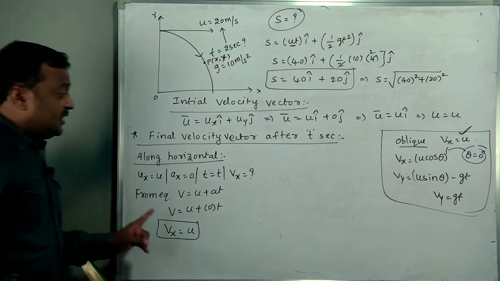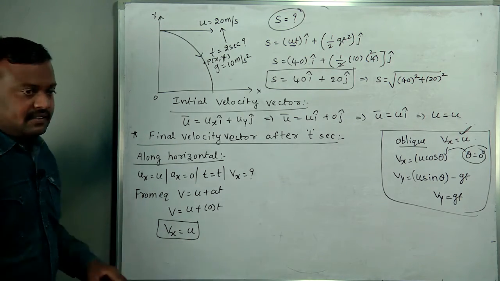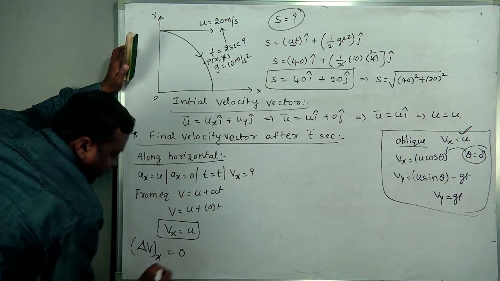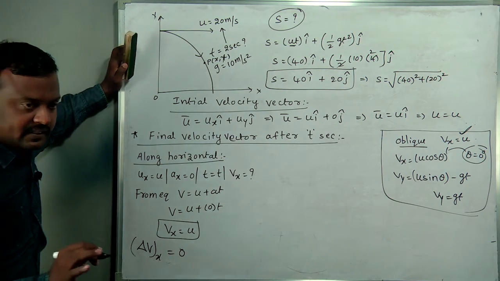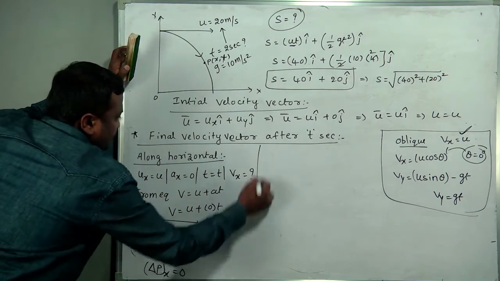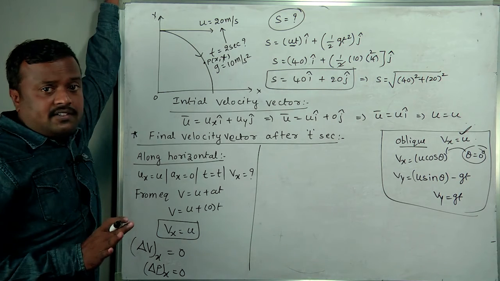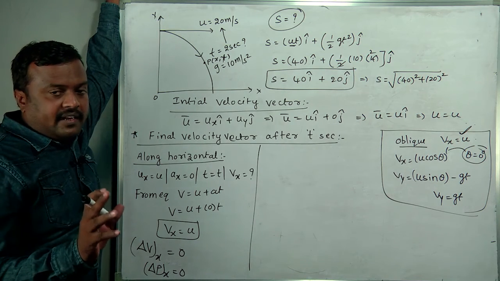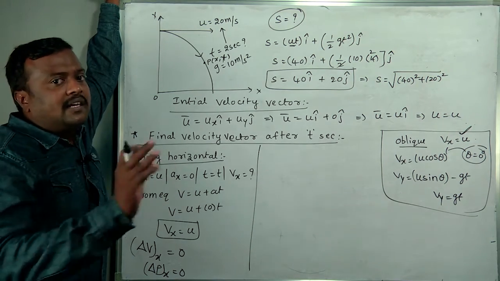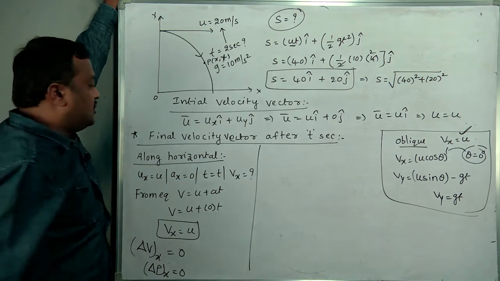Okay. With this we conclude one more point. Along horizontal its velocity will not change. Then its change in velocity along horizontal is also 0. Change in momentum along horizontal is also 0. Clear? Because initial and final velocities are not changing anywhere in its motion. Velocity is maintained constant along x-axis, so change in velocity is 0. If the change in velocity is 0, then the change in momentum is also 0.